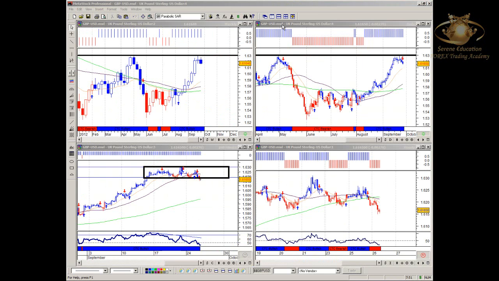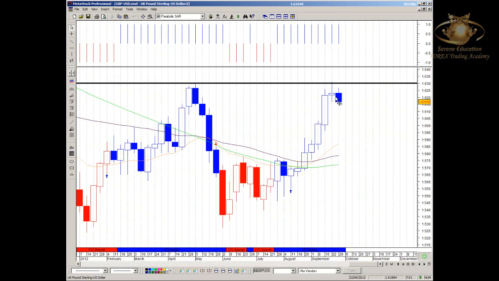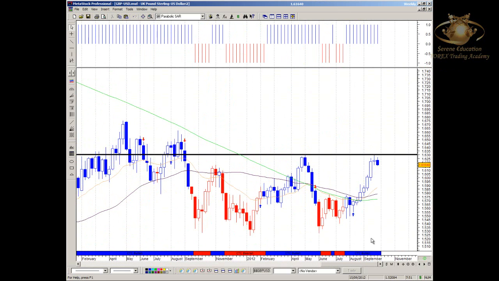On to sterling. Let's have a look and see what's been happening. You can see on the weekly quite clearly here, it just jumps out at you. We've had an indecision candle at a major resistance level, and now we want to see a bearish engulfing candle to show us potentially an evening star formation, which would set up long term a major negative sentiment outlook.